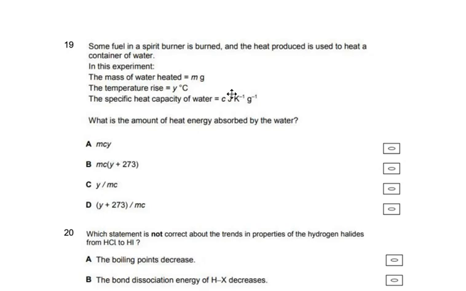In question 19, you just have to remember the formula for working out the amount of energy absorbed by the water, which is Q equals mc delta T. The mass of the water here is m, the specific heat capacity is C, and we're told that the temperature rise is Y. So delta T is Y. You also have to remember that a change of 1 degree Celsius is the same as a change of 1 Kelvin. So there is no need to convert between Kelvin and Celsius. The correct answer is A.